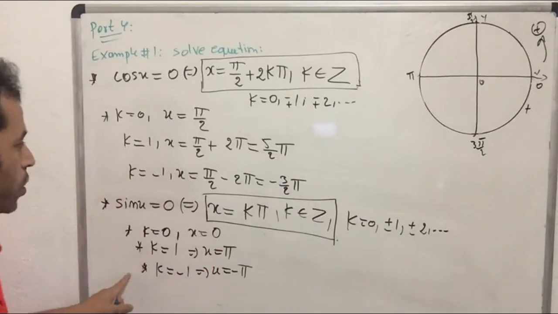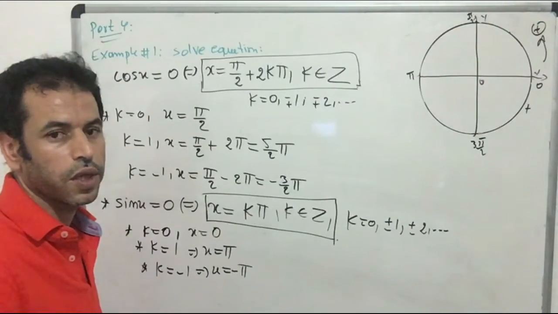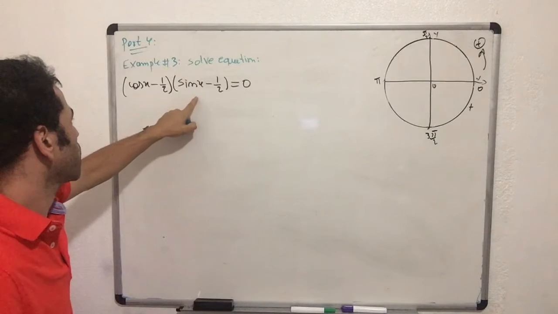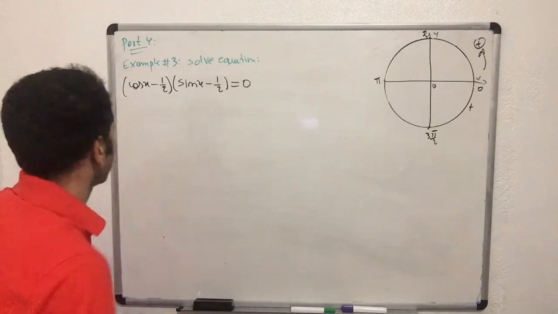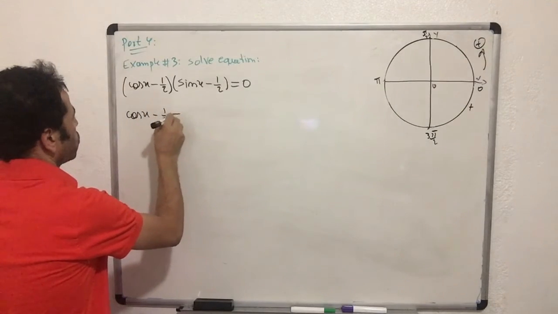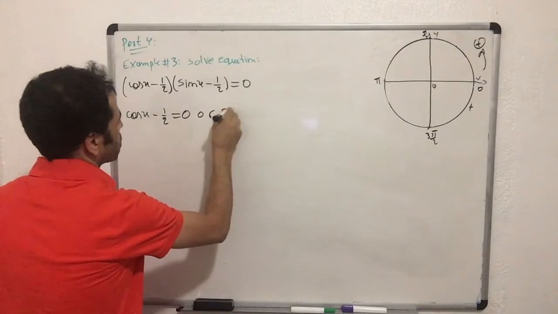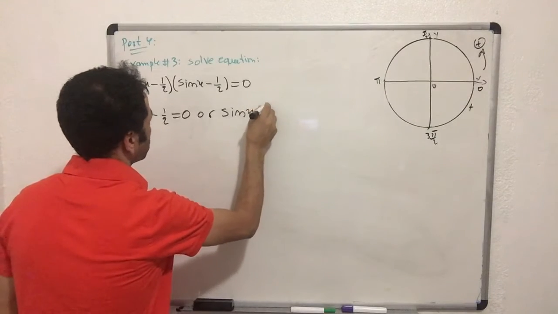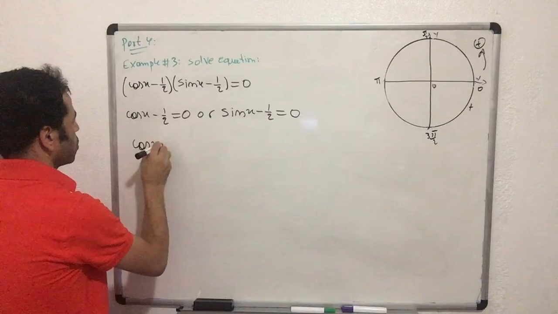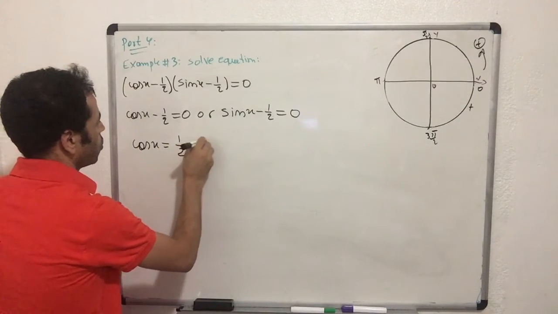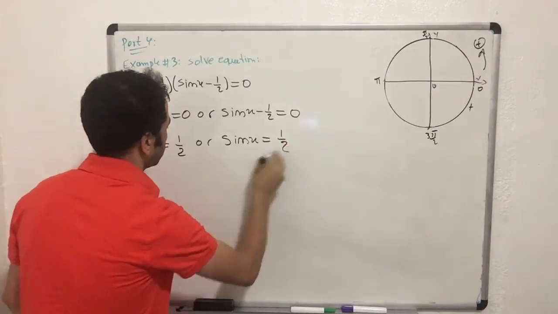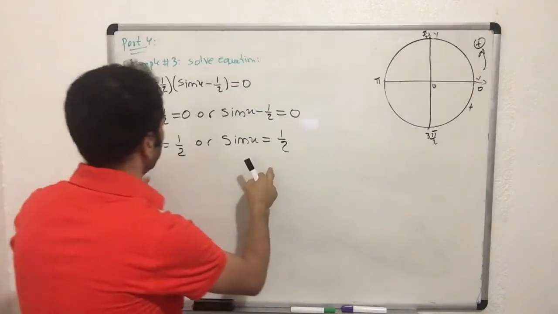Let's move on to the third example. I have cosine x minus 1 over 2 multiplied by sine x minus 1 over 2 equal to 0. That means cosine x minus 1 over 2 equal to 0, or sine x minus 1 over 2 equal to 0. That means cosine x equal to 1 over 2, or sine x equal to 1 over 2. I have two factors here.